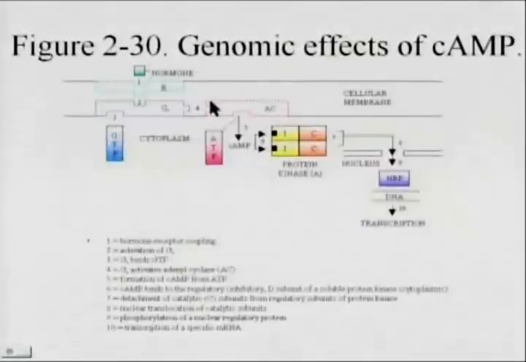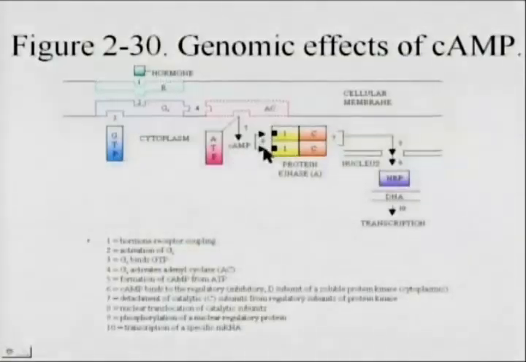So the genomic effects of the cyclic AMP: we get ligation of the receptor, the effect on the G proteins, the activation of the G sub S. GTP binds to the G sub S, and it activates the adenylate cyclase. We're not looking at the complexity of this in this simplistic model, obviously. And then at step 5, the ATP is converted to cyclic AMP.